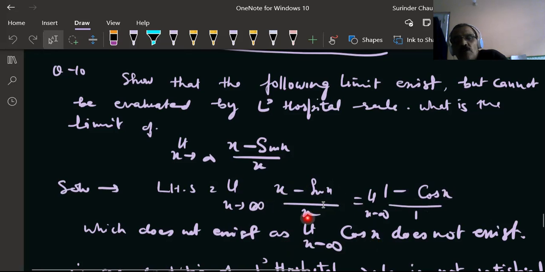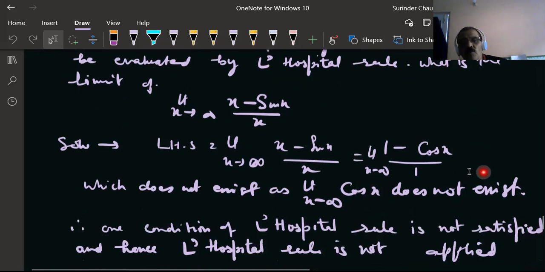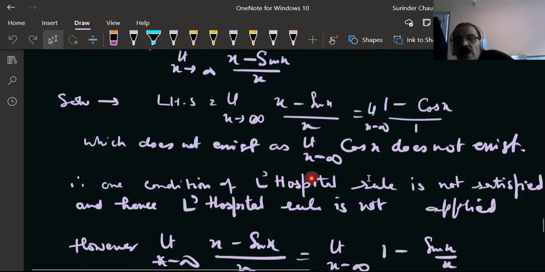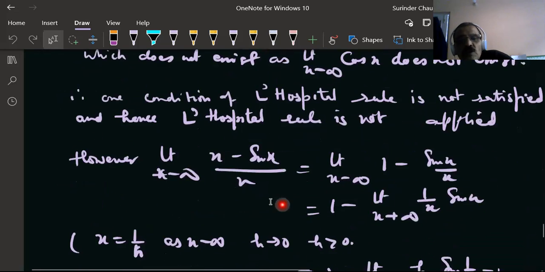Similarly for this term, we can't apply the rule because this is not explicitly 0 by 0 form or infinity by infinity form. So in order to find the limit of this function, we can't apply this rule. We need to find the limit of this function another way.